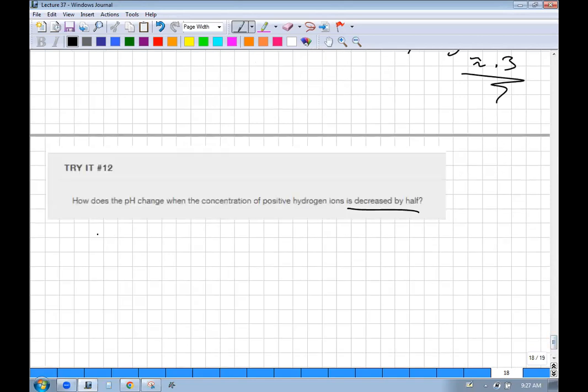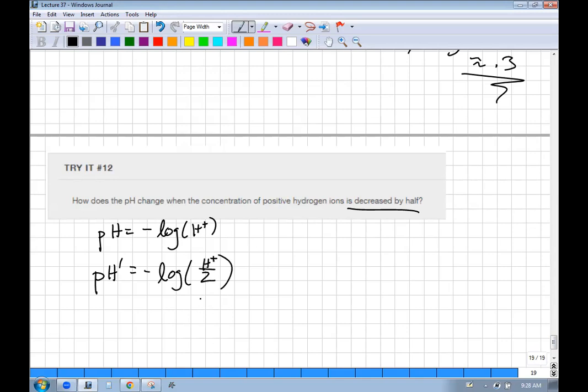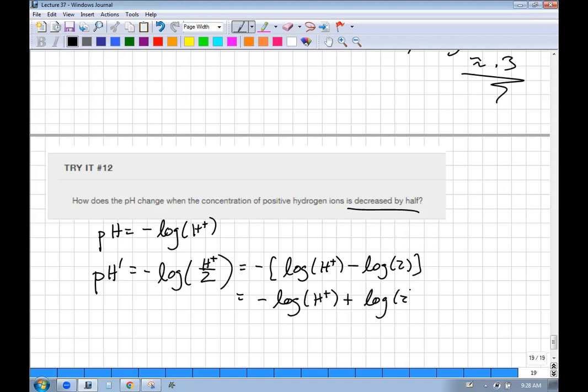And let's look and see. We know that pH is negative log of H plus, right? So my new pH is going to be the one where I cut my hydrogen ions in half. So let's see what we get. Negative log H plus minus log of 2. Distribute this minus. Minus times a minus is a plus. And this is our old pH.